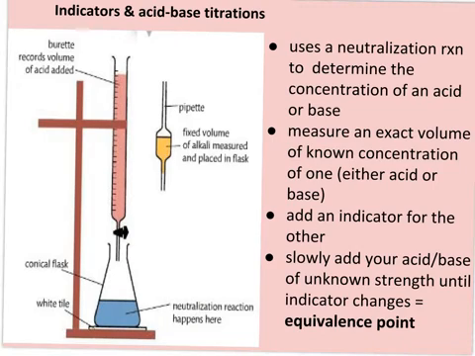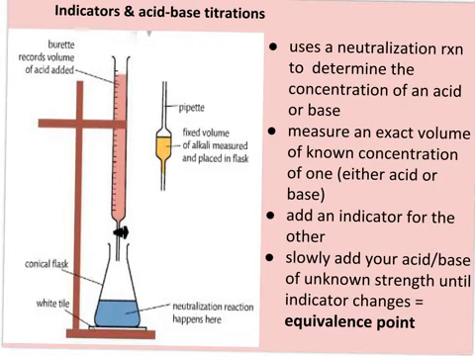Okay, so I'm going to measure an exact volume of my base, my unknown. I'm going to add an indicator, so I put the base in here. The indicator lets me know when I change from a base to the acid, so something that changes right around the 7 mark, right when these are exactly equal. And then I'm going to slowly add my acid of known strength, maybe 1 molar or 2 molar. I'm going to add it until this just changes color, and then I'm going to stop.